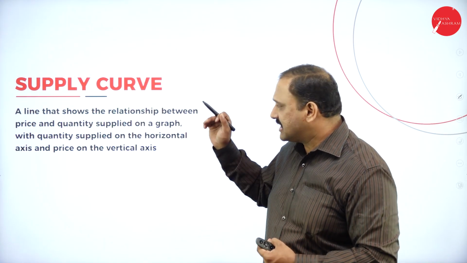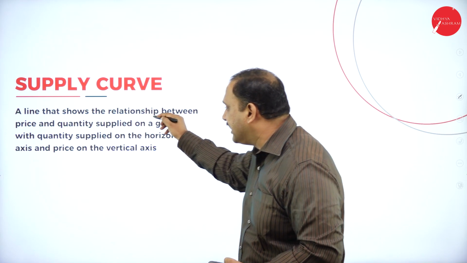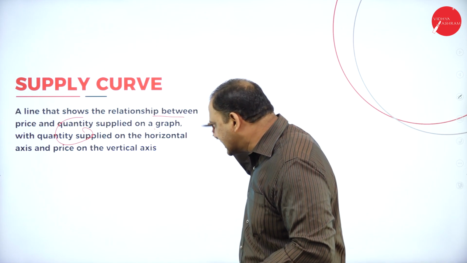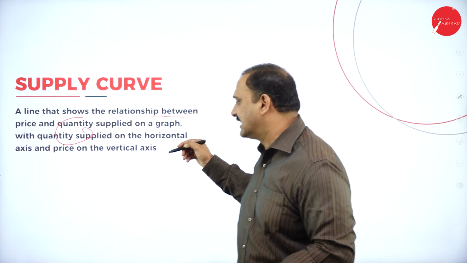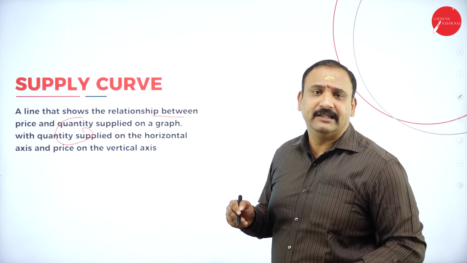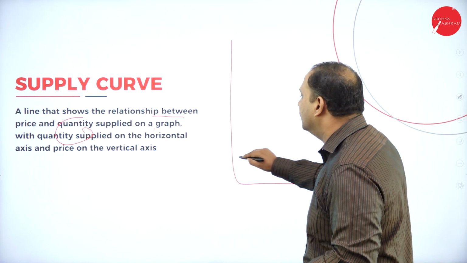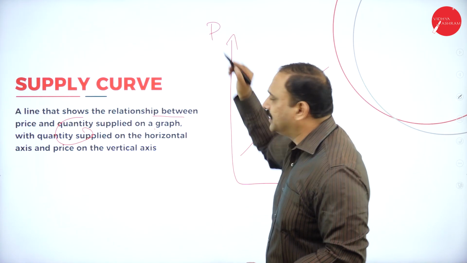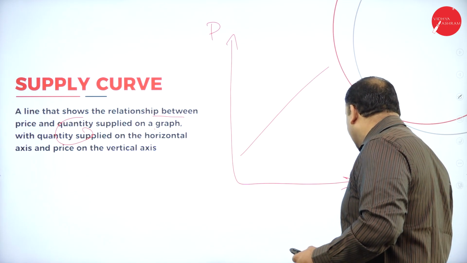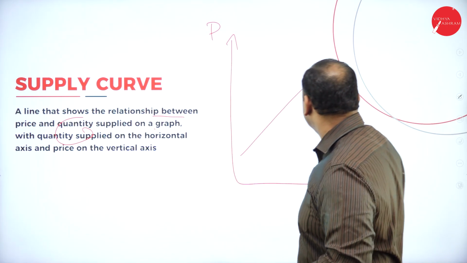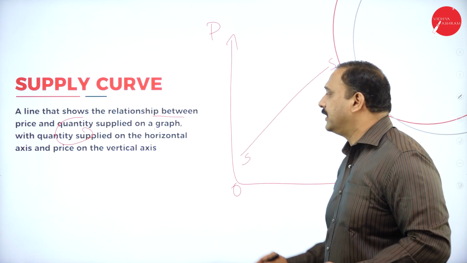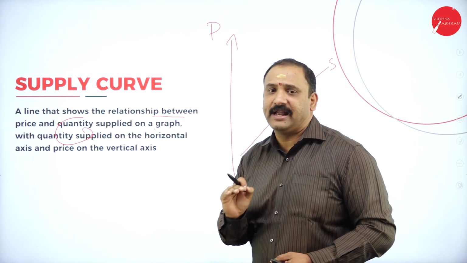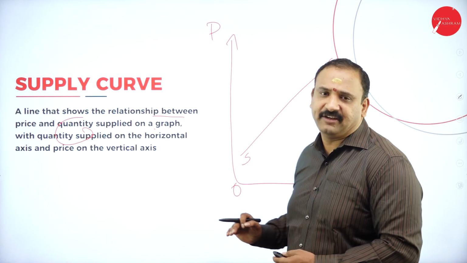On the other side, the supply curve shows the relationship between price and quantity on a graph, with the quantity supplied on the horizontal axis and price on the vertical axis. Whenever you see the supply curve like this, you will be able to see the price is on the vertical axis and the quantity is on the horizontal axis. So this is your supply curve altogether. That's why I always tell about this factor. This will tell you the quantity supplied in terms of price versus quantity.